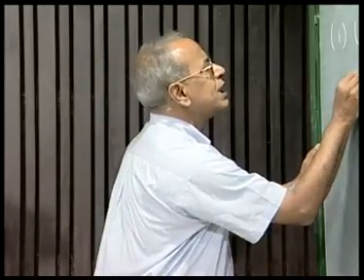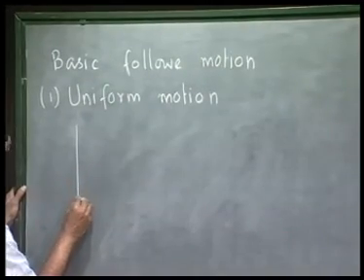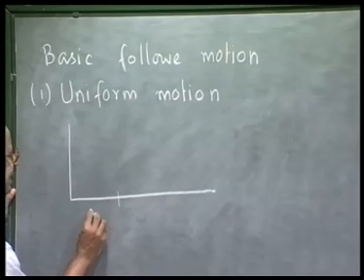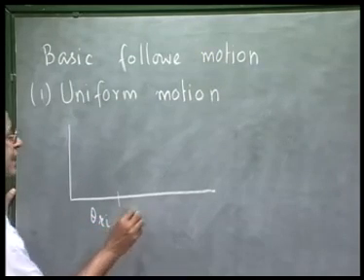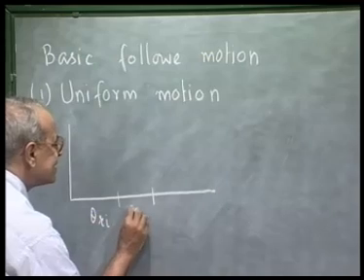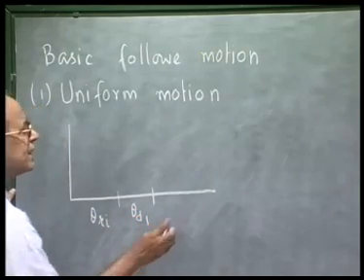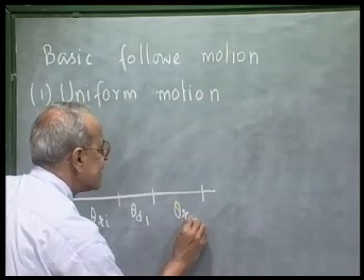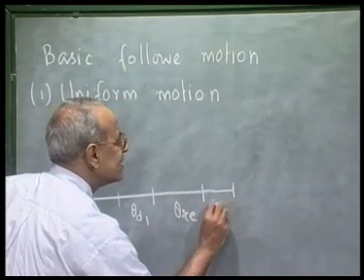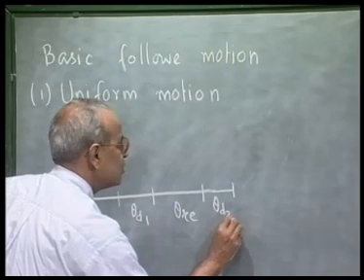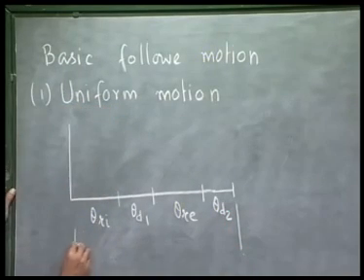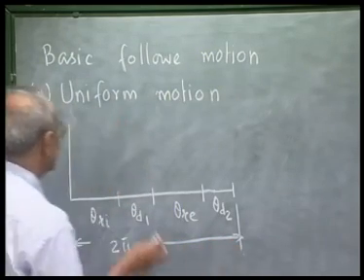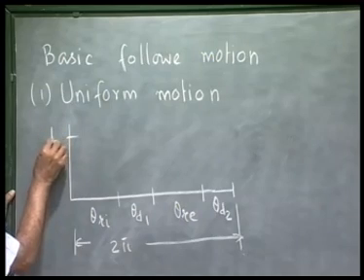So if we look at the displacement diagram, say this is theta Ri, this is theta D1, this is theta return, and this is theta D2, and this whole thing is 2 pi. The lift of the follower is, say, L.